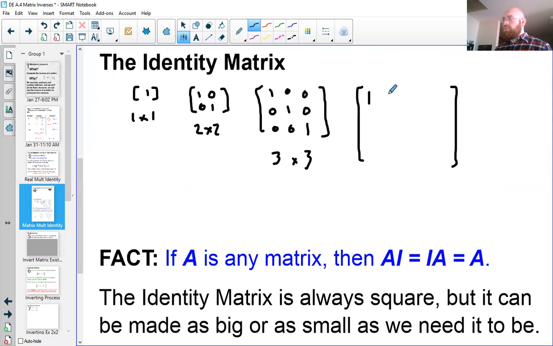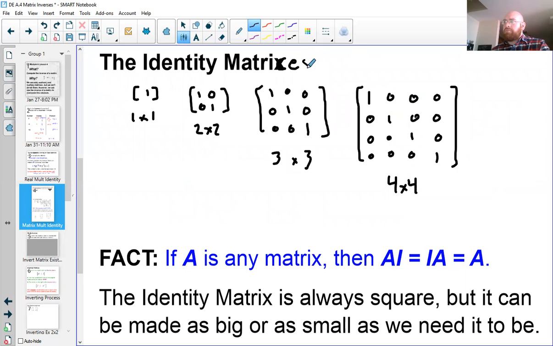So we have 1, 0, 0, 0, 0, 1, 0, 0, 0, 0, 1, 0, 0, 0, 0, 1. And this is our 4 by 4 identity matrix. So in reality, it's really the identity matrices, plural, because we have one for every square size of matrix. Also notice that all of these matrices are in reduced row echelon form.